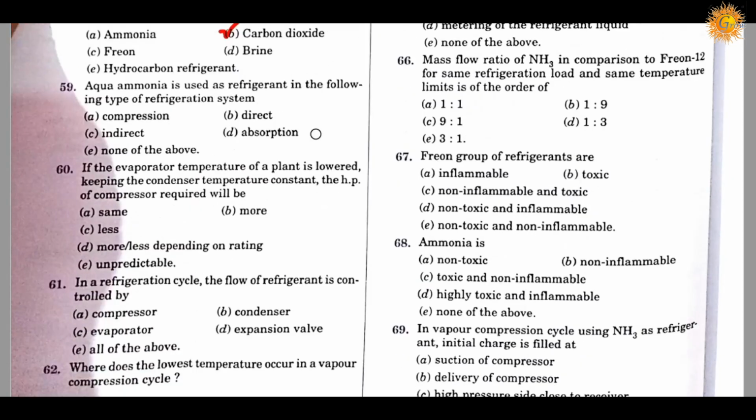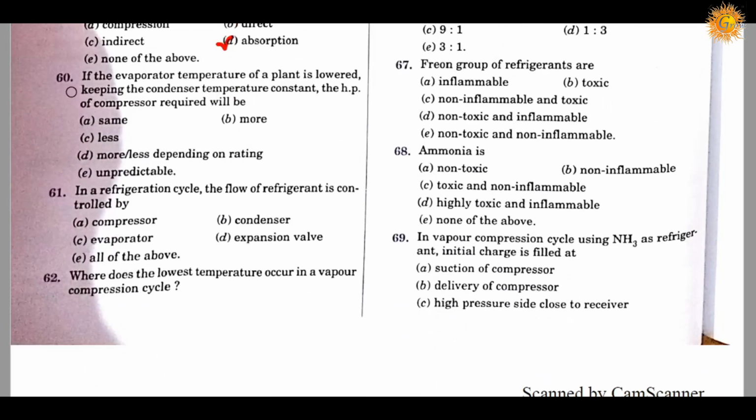Question 59. Aqua ammonia is used as refrigerant in the following type of refrigeration system. Option A, compression; option B, direct; option C, indirect; option D, absorption; option E, none of the above. So the correct answer is D, absorption.